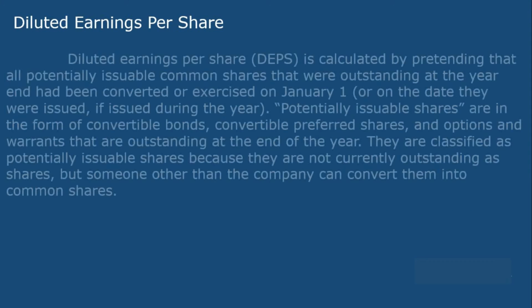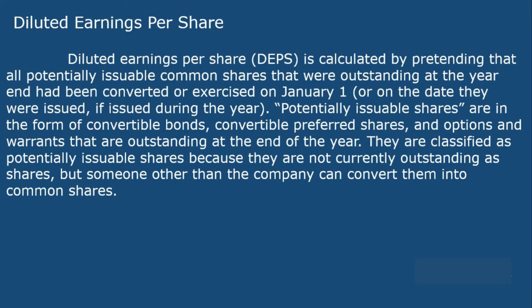Diluted earnings per share. The diluted earnings per share is calculated by pretending that all potentially issuable common shares that were outstanding at the year end had been converted or exercised on January 1st, or on the date they were issued if issued during the year.